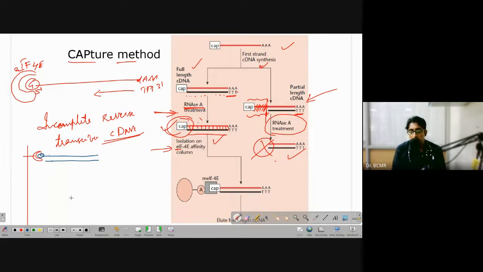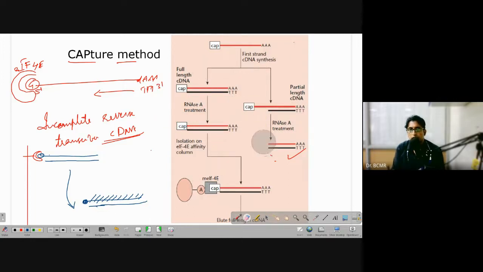And once we have washed the column, we will elute the cDNA along with the mRNA, and then we will perform alkaline lysis to degrade the mRNA, and using random primer also we can synthesize the second cDNA strand like in the previous protocols that we have covered. Here, I hope you understood the essence of it. The objective is to get rid of incompletely reverse transcribed cDNA, right?